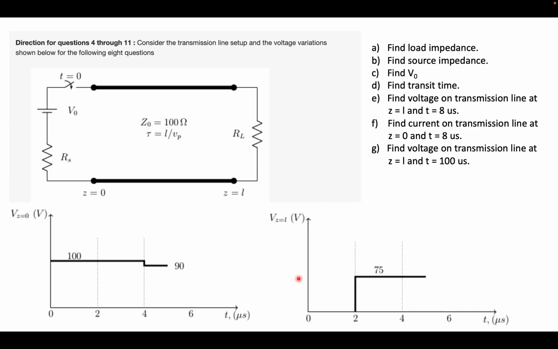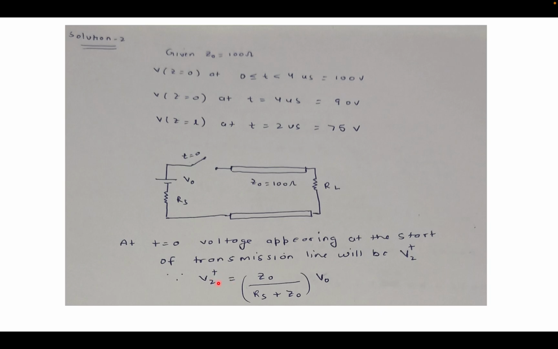So now the other part is you need to find the value of voltage V naught. This is really easy, right? We wrote this expression: V2 plus is equal to Z naught upon Rs plus Z naught times V naught. So V2 plus we already know, which is 100 volts. Z naught we know, right? Z naught is also 100 ohm. Rs we also can calculate, right?